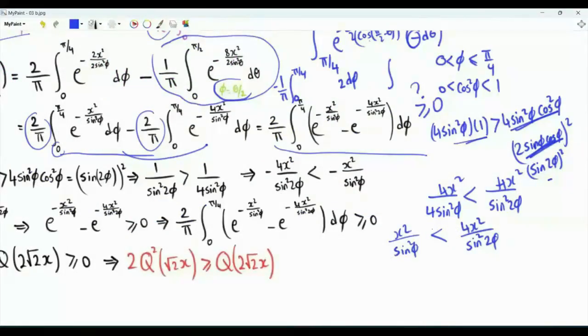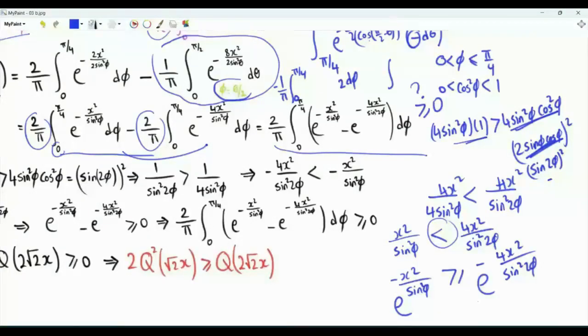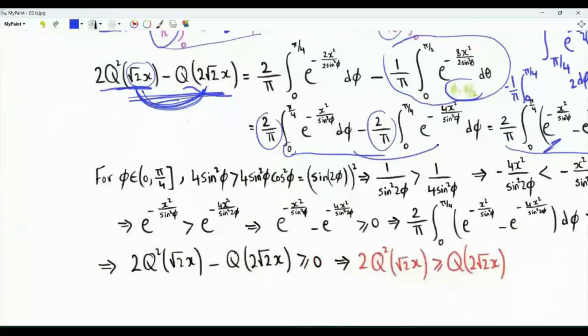Multiply both sides of this inequality by minus 1, and this will cause reversal in the inequality. Minus x squared over sine phi squared is strictly greater than minus 4x squared over sine squared 2 phi. And x is non-negative. If x is 0, then we get equality. The exponential function is strictly increasing, so this inequality is the same if we exponentiate both sides. This is exactly what we need. This exponential is greater than or equal to that one. So this minus this is greater than or equal to 0, and the integral of the non-negative function is non-negative. This difference here is greater than or equal to 0, thereby indicating that our desired inequality is indeed true for every non-negative x.